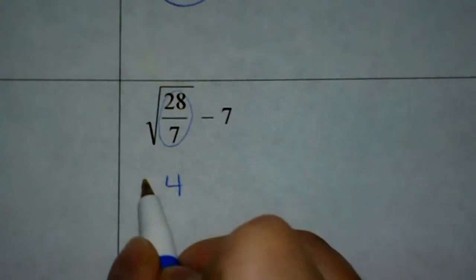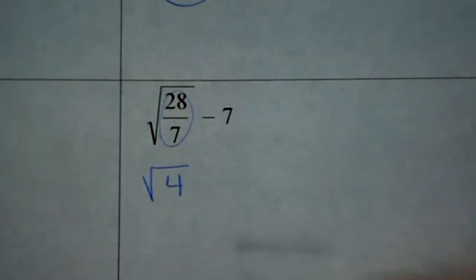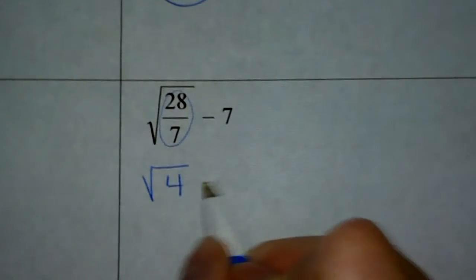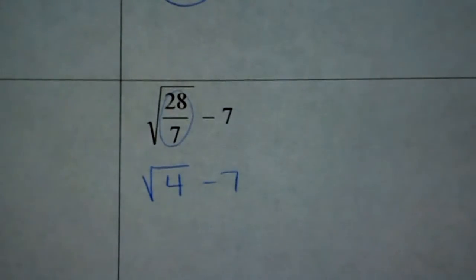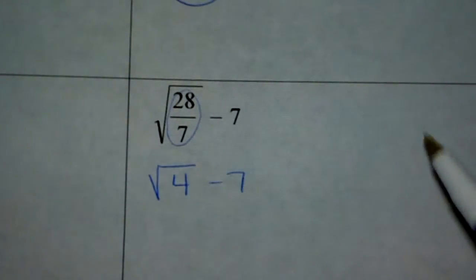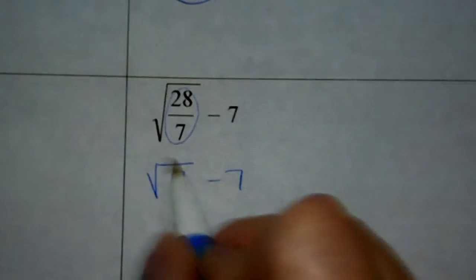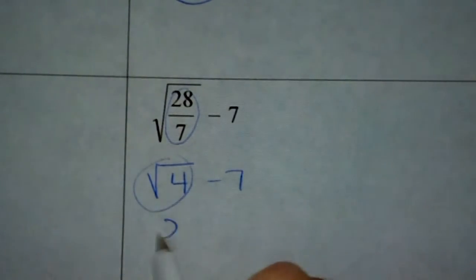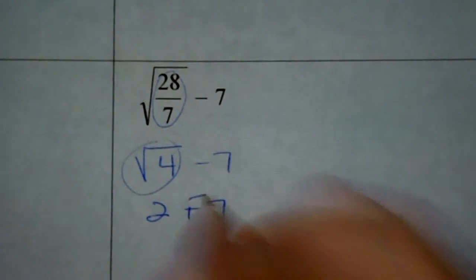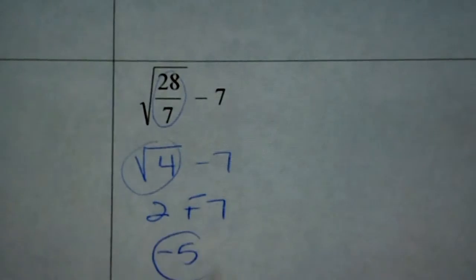It's 4. But we didn't take the square root of that, so I'm going to put the square root sign over top of the 4. So 28 divided by 7 is 4, and I am supposed to take the square root of that. The most common mistake is people just bring down 4 and forget to take the square root of it. So don't let that happen to you. All right. Well, the square root of 4 would be 2, because 2 squared is 4. And I'm left with 2 minus 7. Now to keep, change it. 2 plus negative 7 is negative 5. And we are done. See ya.